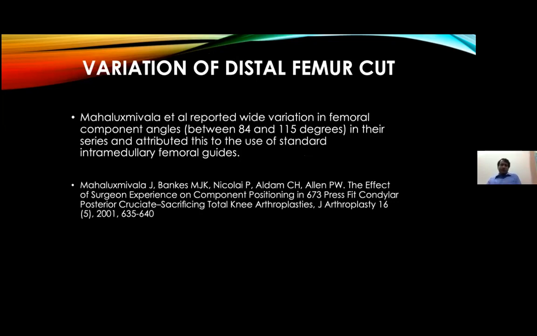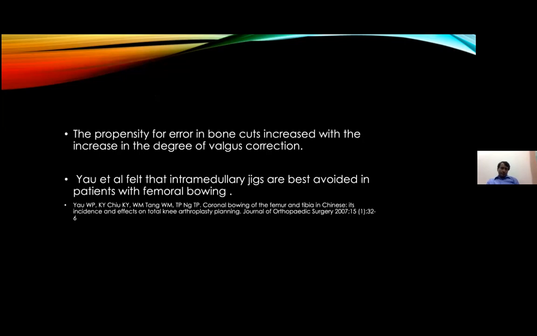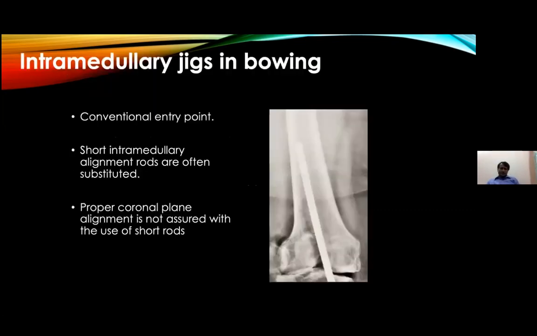It is reported by Malek Singwala. The incidence of potential error of an unacceptable femoral cut is as much as 40% with femoral bowing. If there is a straight femur, it is only 8%. So the propensity of errors of the distal femoral cut is high in these cases. So they recommend using either an extramedullary jig or computer navigation. Extramedullary jigs are bulky and not very accurate, because getting the center of the femoral head is difficult.